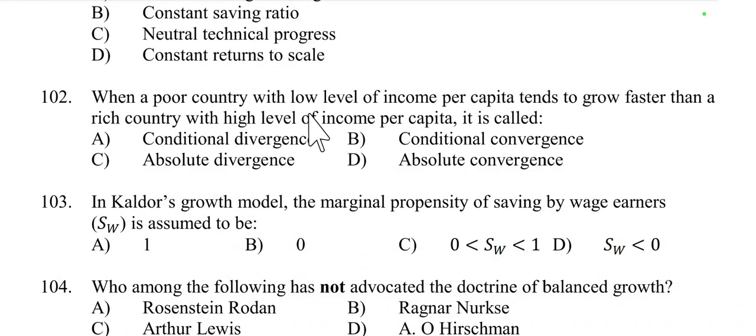When a poor country with low level of income per capita tends to grow faster than a rich country with high level of income per capita, it is called as conditional divergence, conditional convergence, absolute divergence, or absolute convergence. So it is called as absolute convergence.